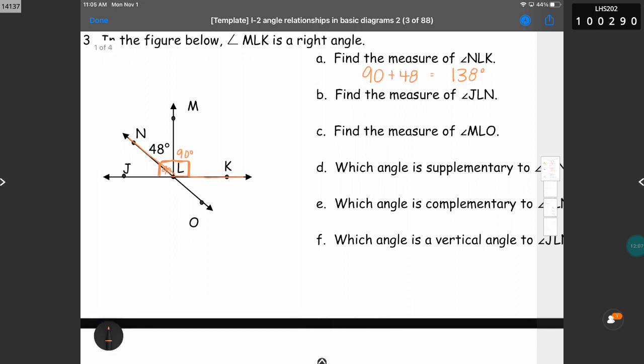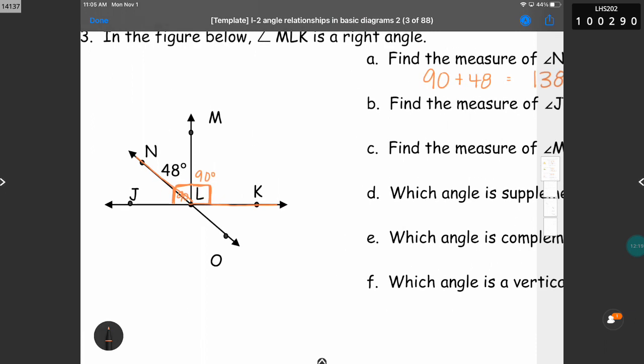All right, find the measure of JLN. How would I find JLN? 90 minus 48. 90 minus 48 is 42.